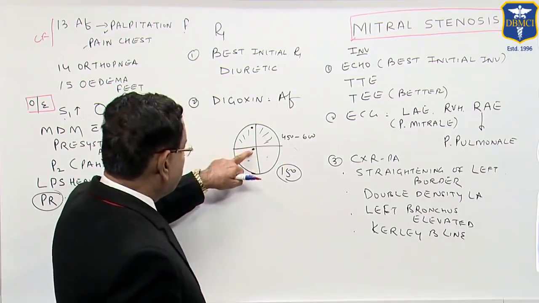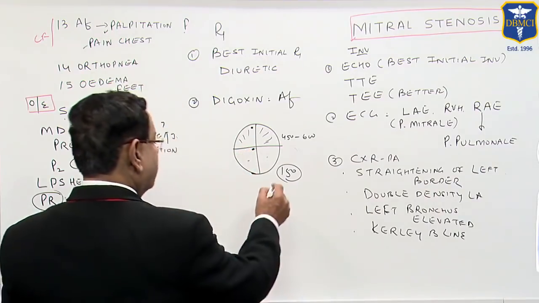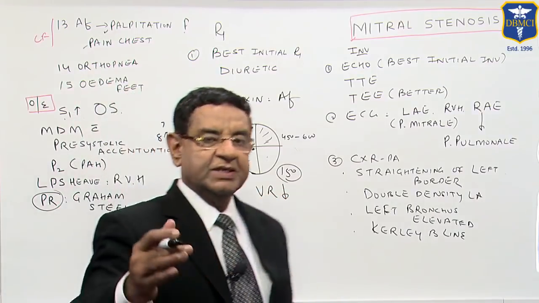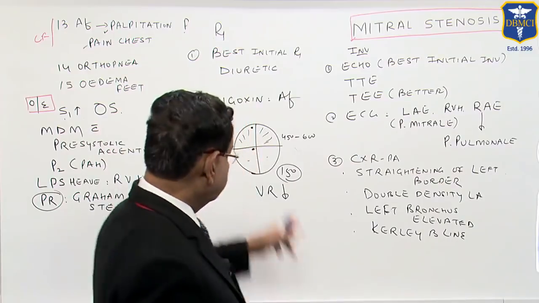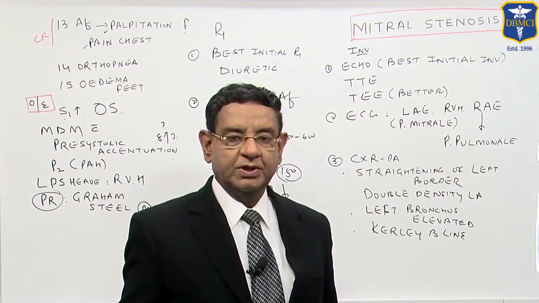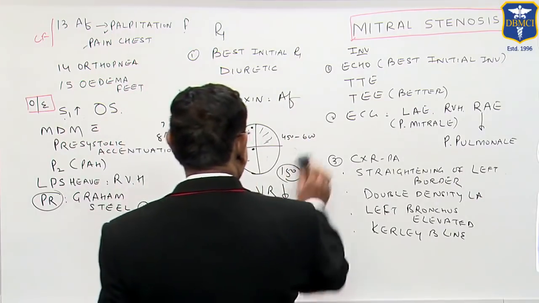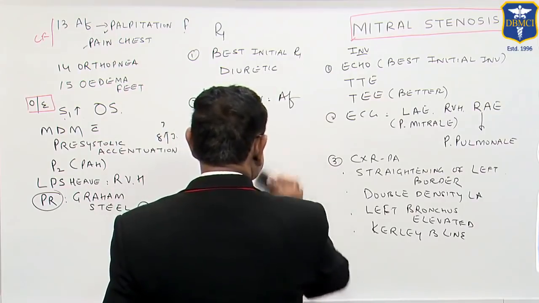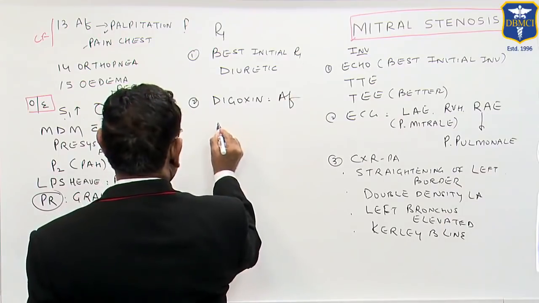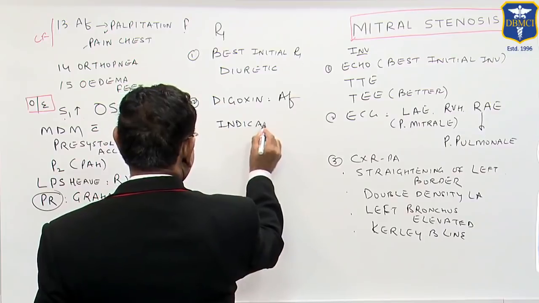So once we give digoxin, it further increases the refractory period of the AV node, and the ventricular rate goes down. The patient has symptomatic improvement and better ventricular filling also. So friends, this is the treatment we do, but in some cases we need surgery or some intervention. What are the indications of surgery?